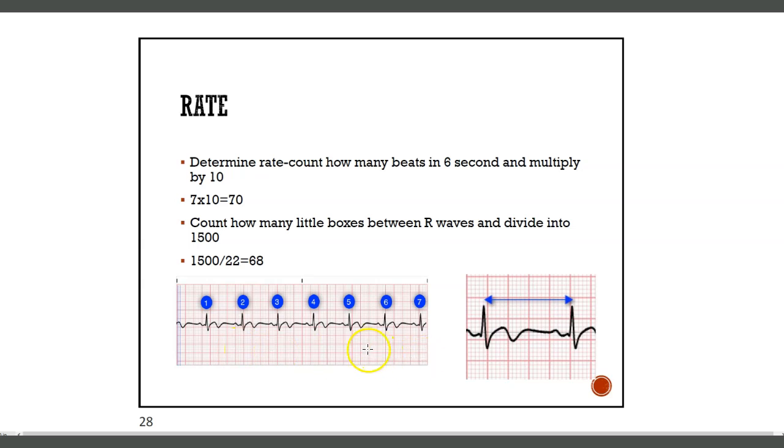Basically what we do is count how many QRS complexes there are. Here's 1, 2, 3, 4, 5, 6, 7. We take that 7 and multiply it by 10, and we have 70. So that's 70 beats per minute.